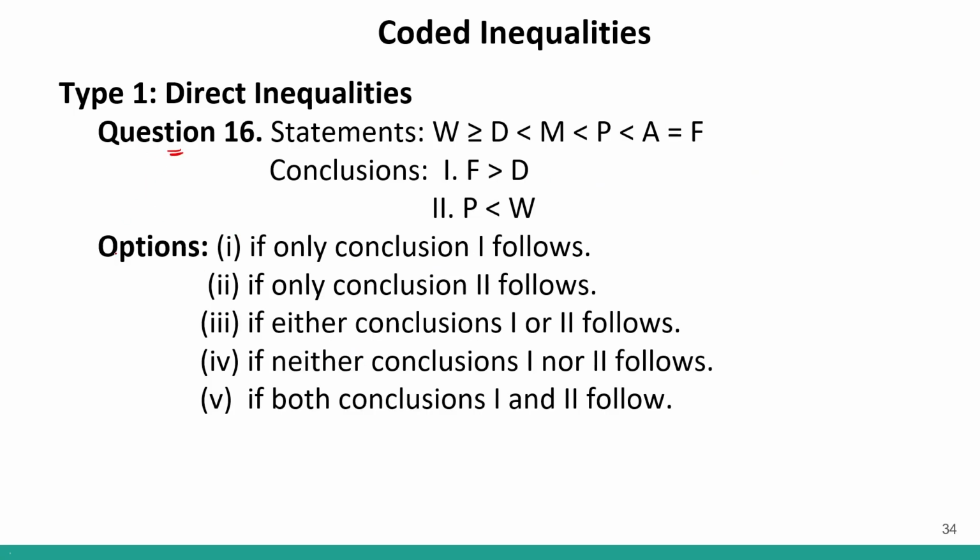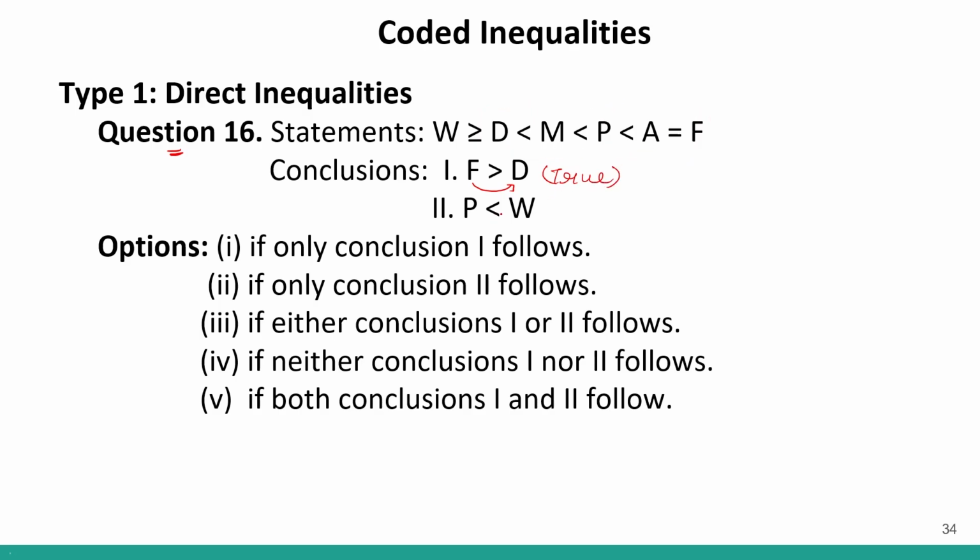Question number 16, statements and conclusions. So the first conclusion says F is greater than D. So we will move from F to D. Over here I can see a relationship between F and D. Correct? I can move from F to A to P, P to M and M to D. So this is true. Correct?